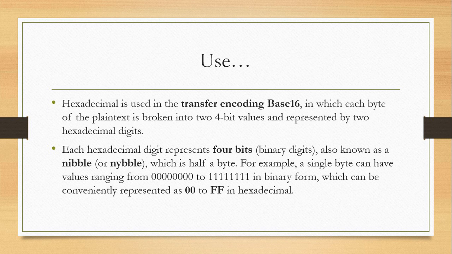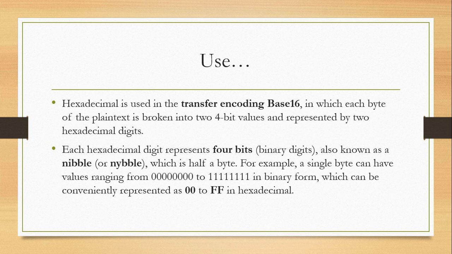So in other words, we are trying to simplify the binary coded value that was described in the previous slide, and each hexadecimal digit represents 4 bits, also known as a nibble. Half a byte is also called a nibble, and this is an example for you all to understand it. A single byte can have a value ranging from 8 0s to 8 1s in binary form.